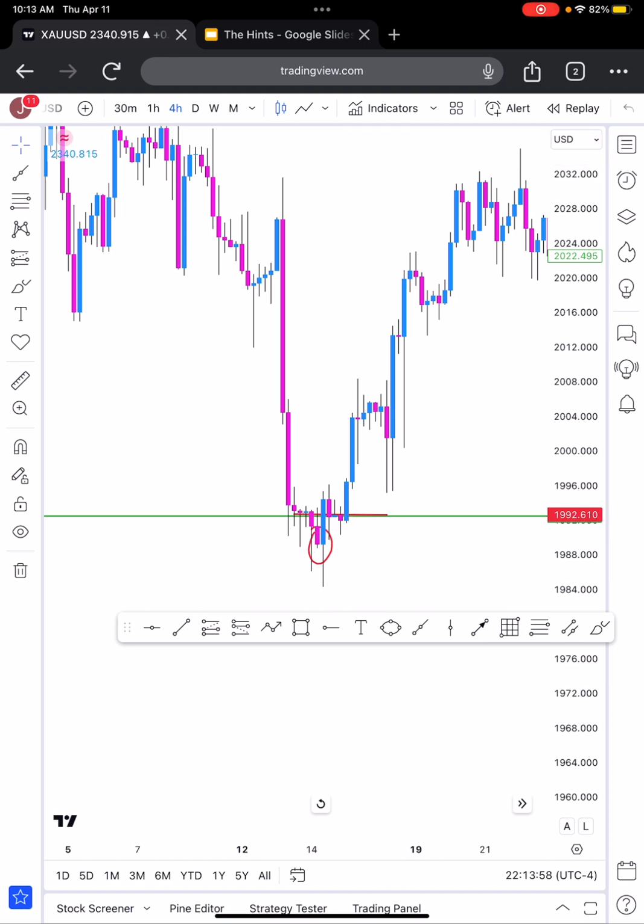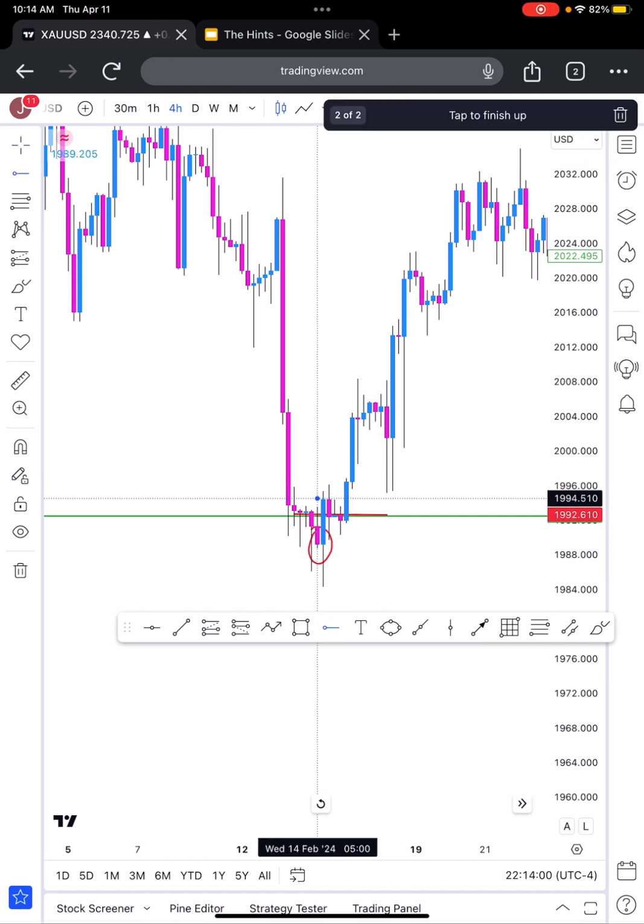So let me just show you. Price didn't go to this breakout level, but it respected this level, which is an OHLC, as you know.